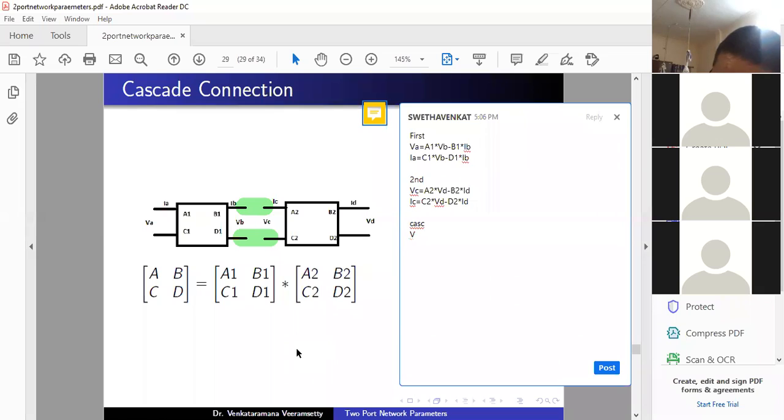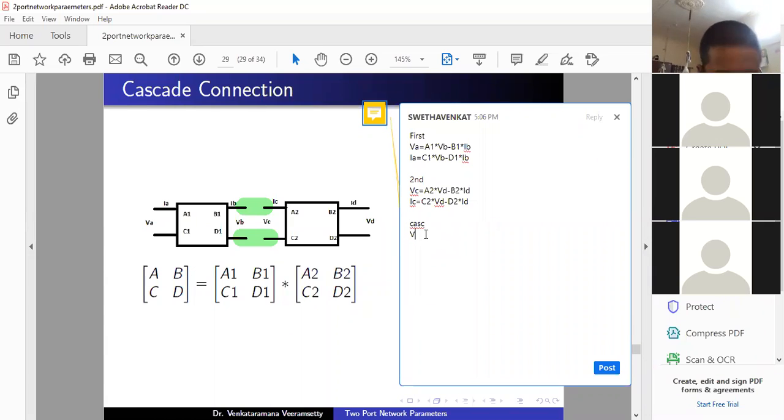Anyone? After cascading, VB equals VC. No. What I'm expecting is this: after the cascading connection, I want to represent the input voltage and input current in terms of the output voltage and output current, in terms of the ABCD parameters.